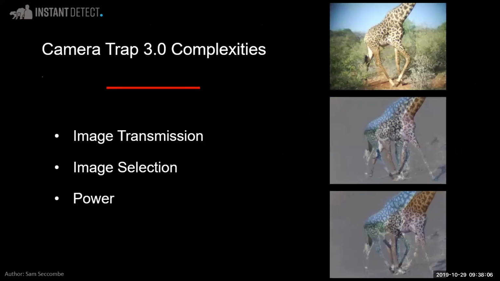Okay, getting there. The last thing I wanted to touch on is the complexities of building a future camera trap, a phase-free camera, if you will. The 3 things I think are key to consider here are the image transmission, the image selection, and then the power usage. So let's start with image transmission.